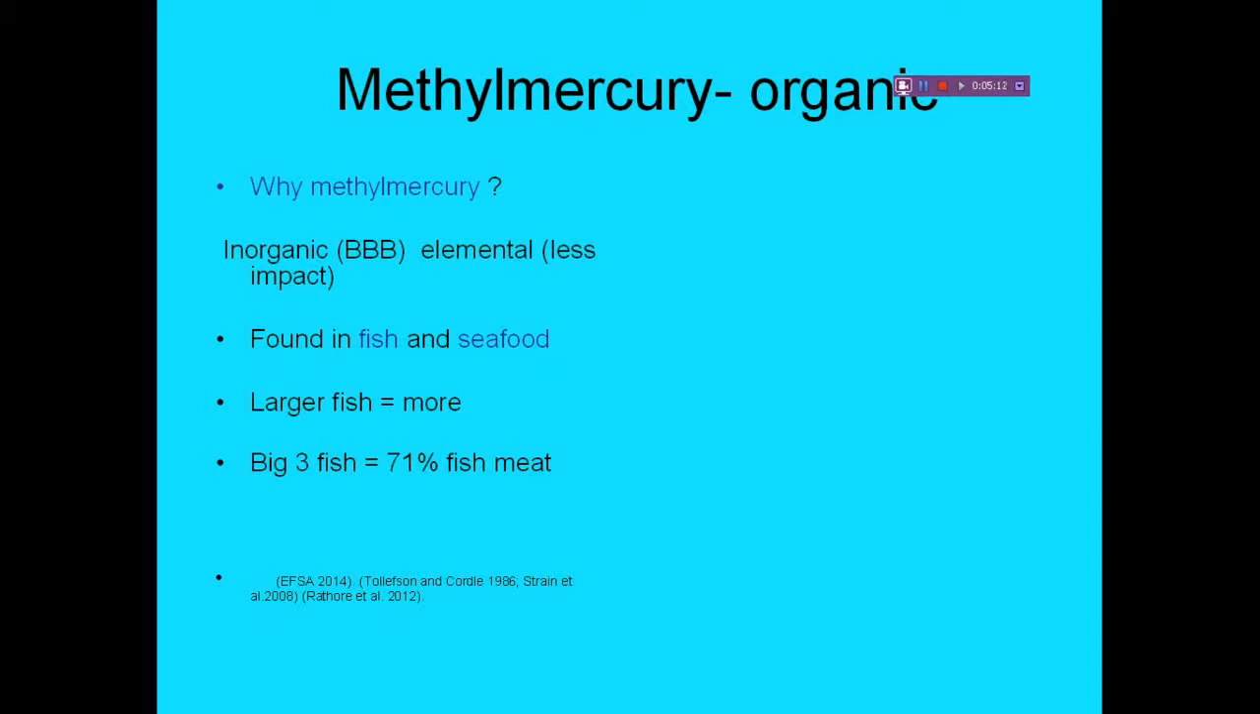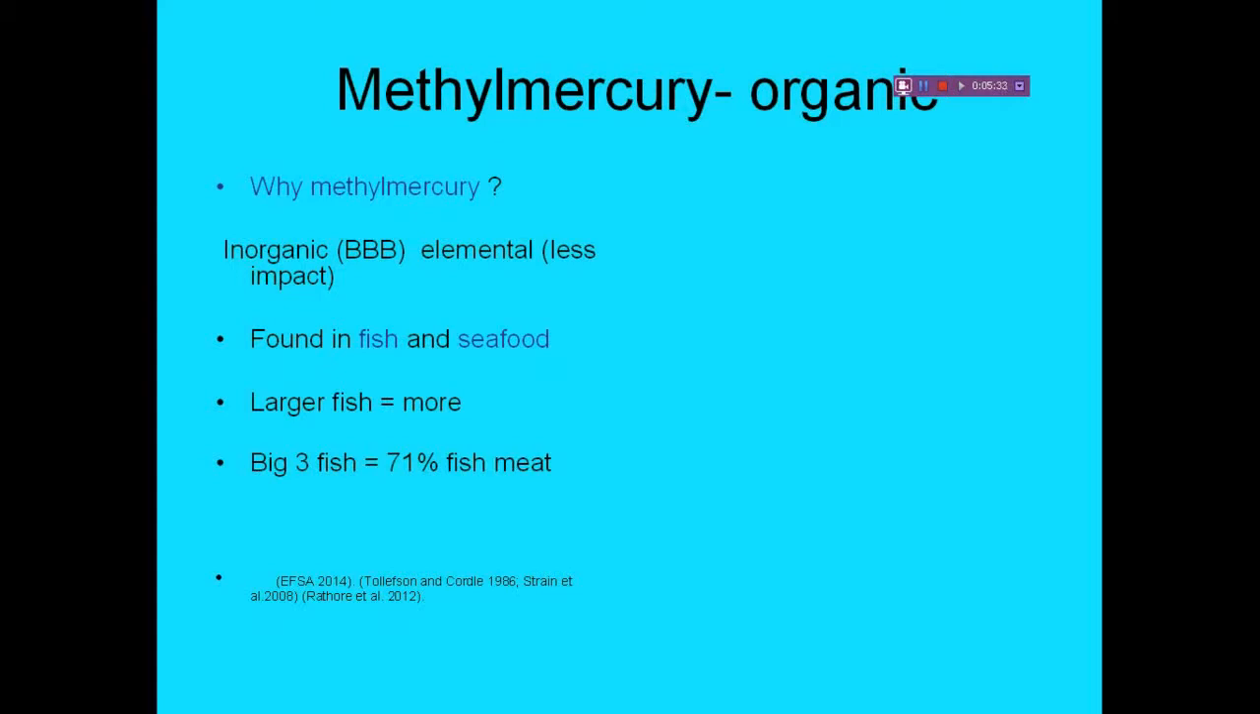Inorganic cannot penetrate the blood-brain barrier, and elemental has been shown to have less of an impact, and is thought to penetrate slightly. In younger children, all forms of mercury are more likely to penetrate and are more likely to have a more detrimental effect when they actually get into your brain and central nervous system.